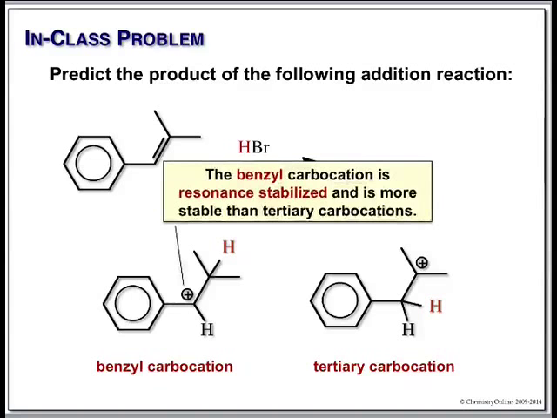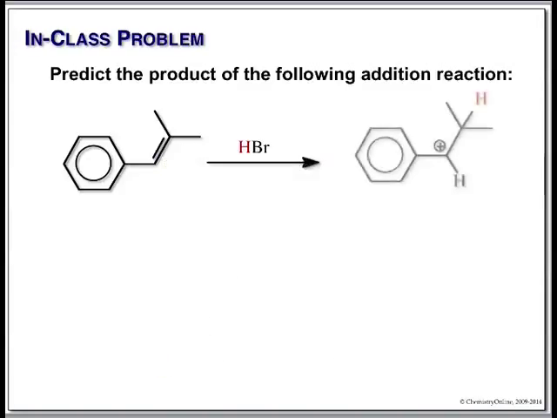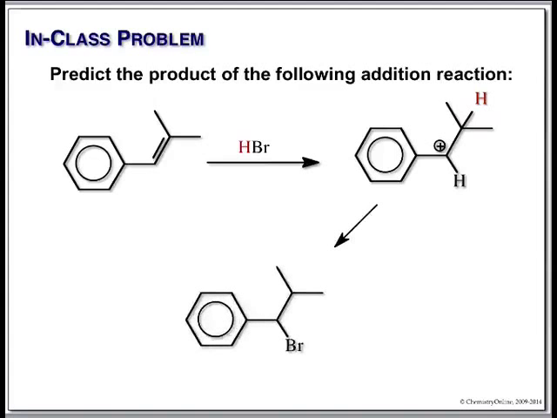Now we'll do these resonance forms in a minute. Right now, this is our carbocation intermediate. Here, we're going to attack this with bromide, and we're going to form this compound with the bromine now attached to the benzyl position. If we did Markovnikov's rule on this compound, what would we have predicted?